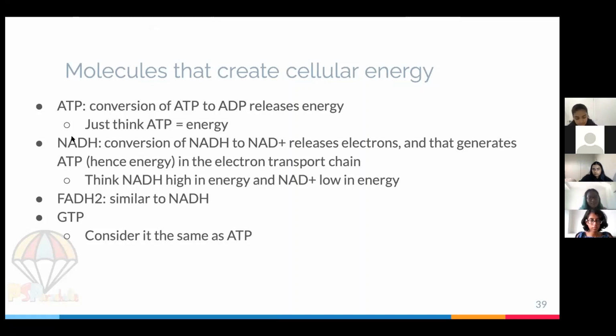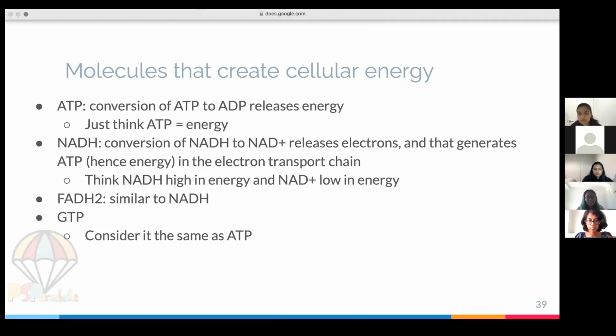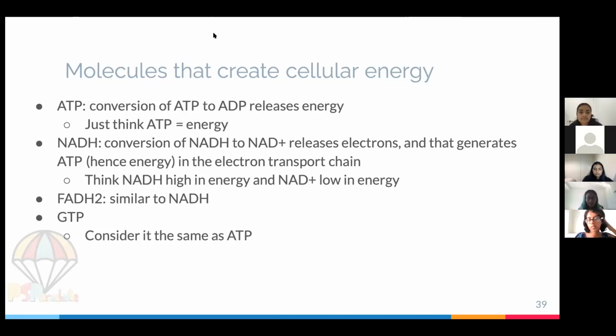NADH, just think that it contains more energy, and when NADH gets converted to NAD+, it releases energy. You don't have to know exactly what it is, just know that NADH has higher energy. The same goes for FADH2. These are all energy molecules. You don't have to know the details, just know that these are high energy, so the body can use them.